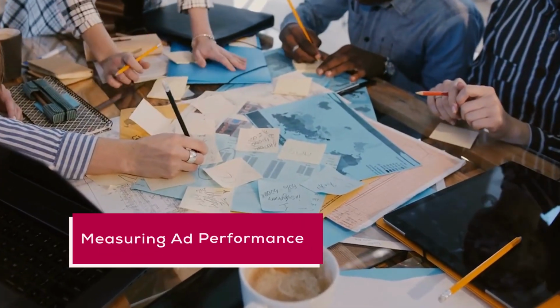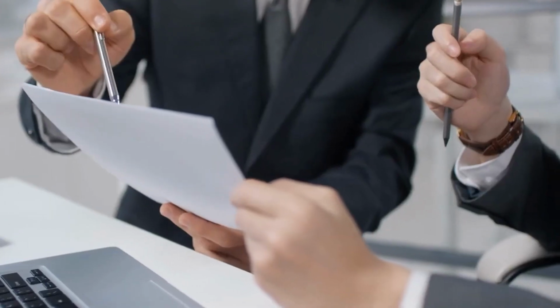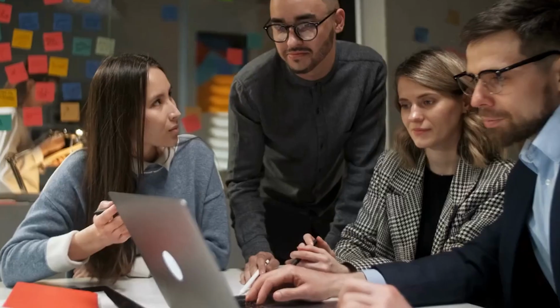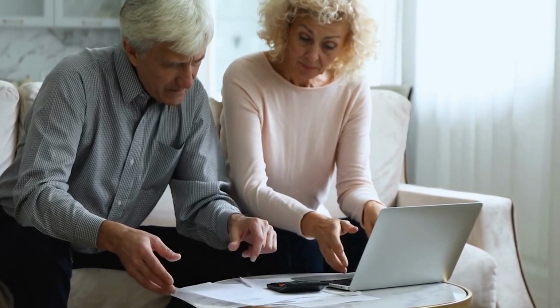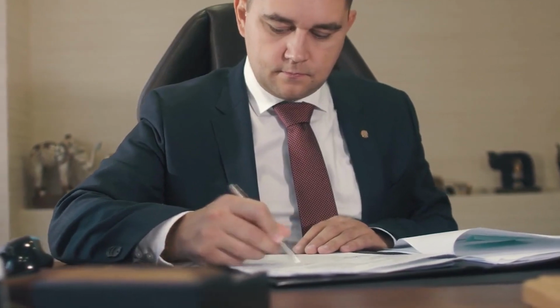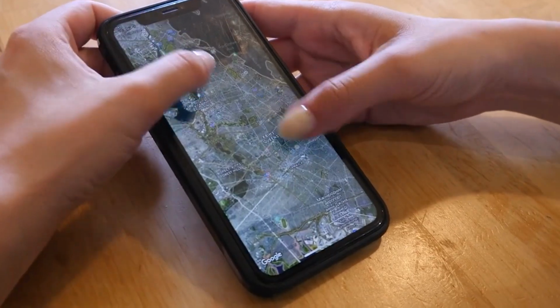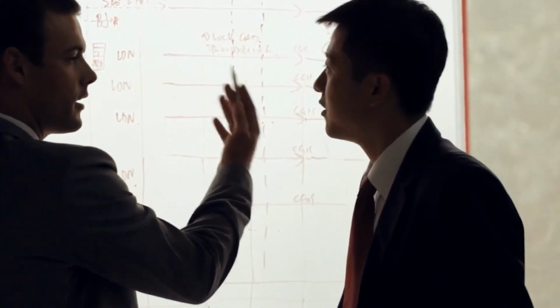Measuring ad performance. Measuring ad performance is critical for optimizing your ad campaigns and maximizing ROI. The most common metrics used to measure ad performance include click-through rate, CTR, conversion rate, cost per click, CPC, and return on ad spend, ROAS. By analyzing these metrics, you can identify which ads are performing well and make data-driven decisions to improve underperforming ads. It's also essential to use analytics tools such as Google Analytics to track website traffic and user behavior, which can provide valuable insights into the effectiveness of your ad campaigns.